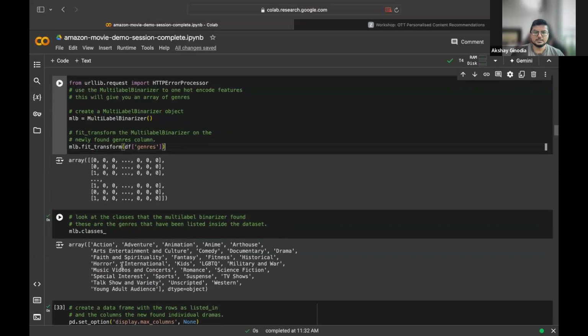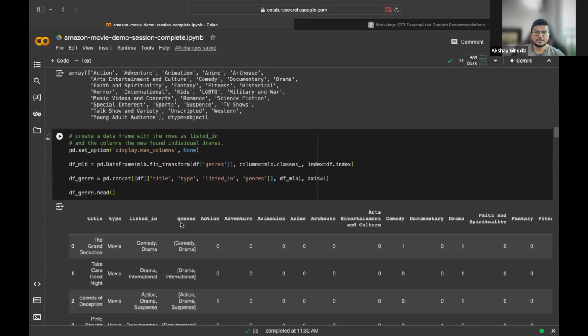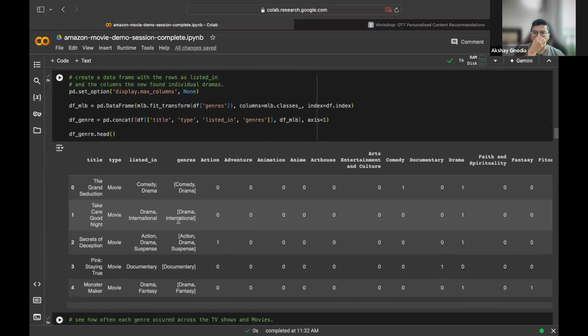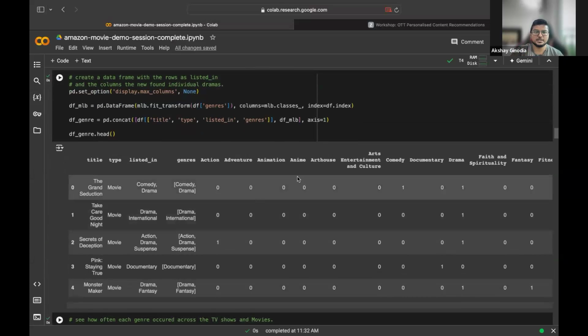So then I'm looking at the classes that the multi-level binarizer is looking at, like action, adventure, animation, and so on. So this is more like all the classes for which the columns are being created. Now let me look at it separately.